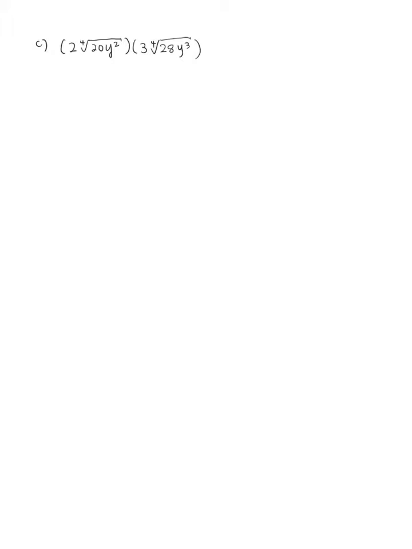Now meanwhile, I'm going to start working here. So here I'm going to rewrite this as 2 times 3, fourth root of 20y squared, multiplying here by the fourth root of 28y to the third. Okay, so we're going to have 6, and then since we're both giving the fourth root, yes, we can multiply the radicands together. So here you're going to have the fourth root of 20 times 28, that will be 560.